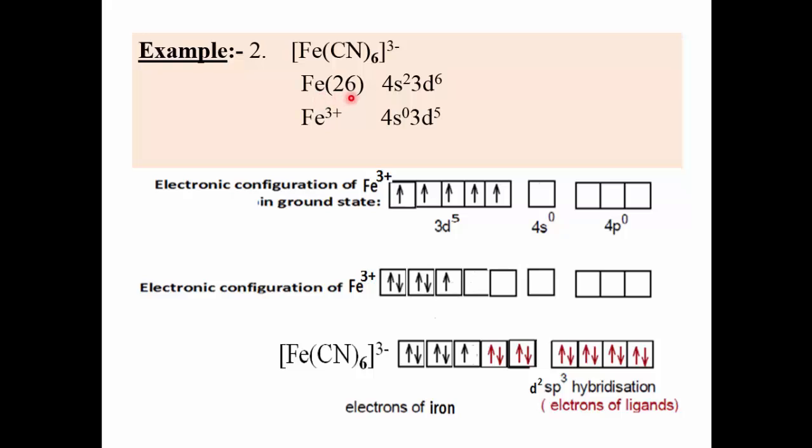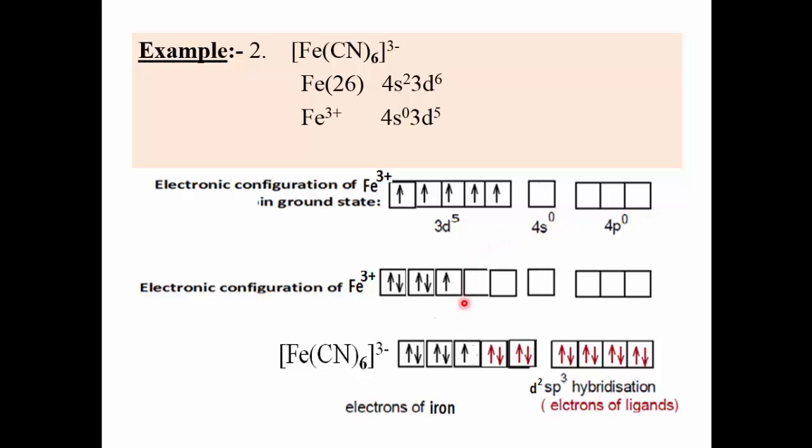Atomic number of Fe is 26. This is the electronic configuration in the ground state: 4s2 3d6. On Fe there is a 3+ charge, as we have discussed, and therefore there is loss of 3 electrons from this configuration. Hence it becomes 4s0 3d5. 2 electrons from the 4s orbital and 1 electron from the 3d orbital are lost. So see this electronic configuration of Fe3+: the 3d orbital contains 5 unpaired electrons. No electron is present in the 4s orbital as well as in the 4p orbital.